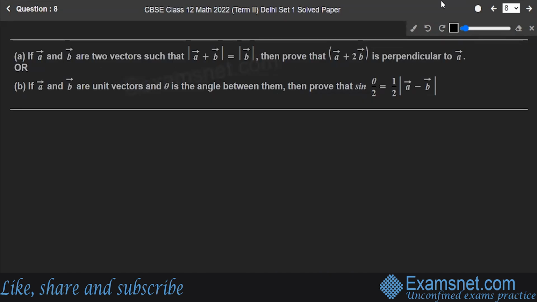Question number 8. Again, you have a choice in this question. There are A and B parts given. You can do either of them. This is a 3 marks question. So, attempt accordingly. And both are the vector problems.